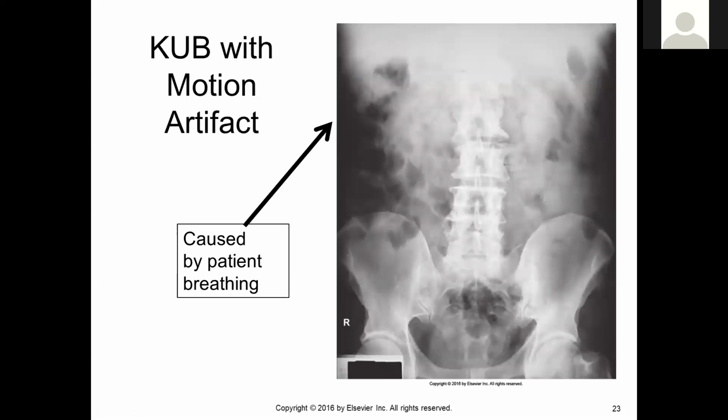This is a KUB with some motion. In this case, motion from the patient breathing while the exposure was made. You will sometimes see motion from bowel contents moving. We can't tell our patient to stop digesting food. So sometimes there will be movement within the intestines themselves. You cannot control that. But in this case, the blurriness that you see up here is because the patient was breathing. Note, it's not blurry down here because this portion was not moving. The lungs were moving.